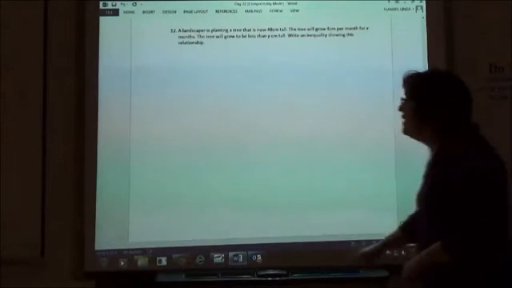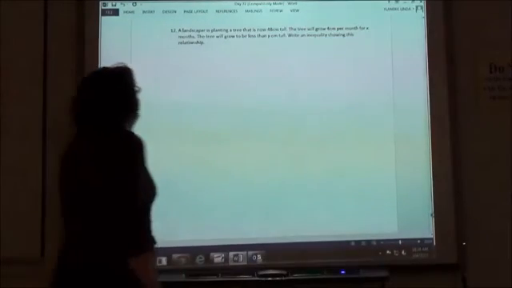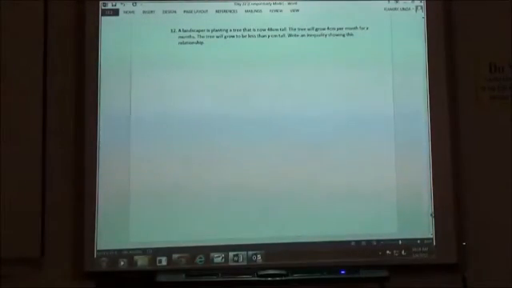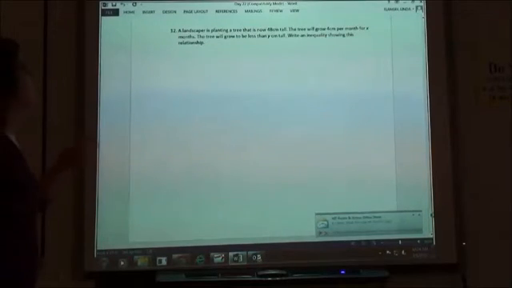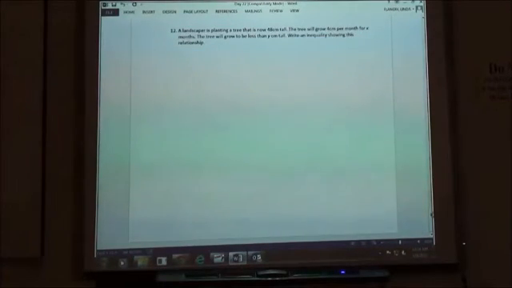And the last one. A landscaper is planting a tree that is now 48 centimeters tall. The tree will grow 4 centimeters per month for X months. The tree will grow to be less than Y centimeters tall. Write an inequality showing this relationship.